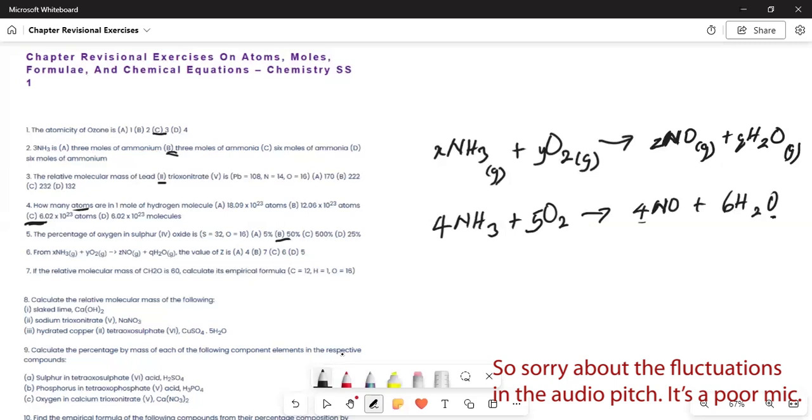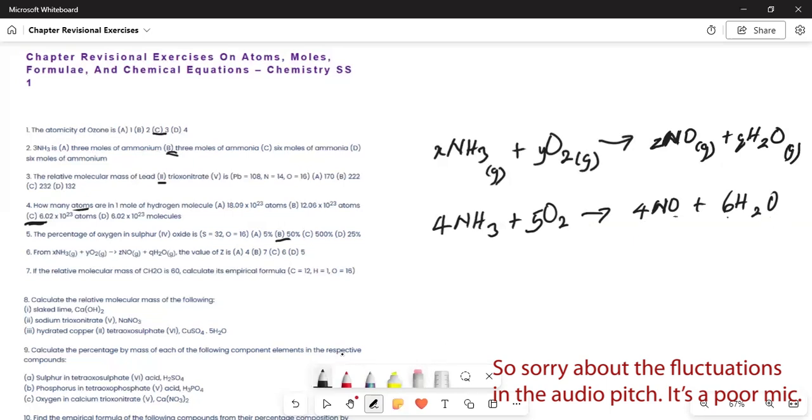Then this 4 here affects the oxygen also. So 4 oxygen here plus this 6 here affects the oxygen here too, plus 6 oxygen. 4 plus 6 is 10. Then nitrogen is also balanced. 12 hydrogen, that is 4 times 3, 6 times 2.